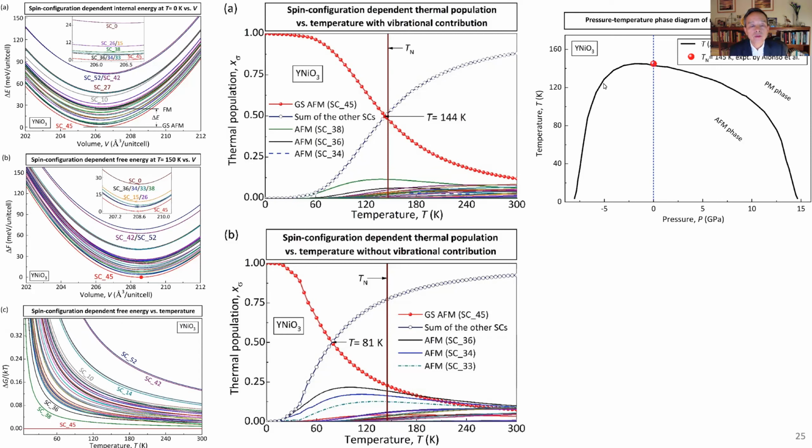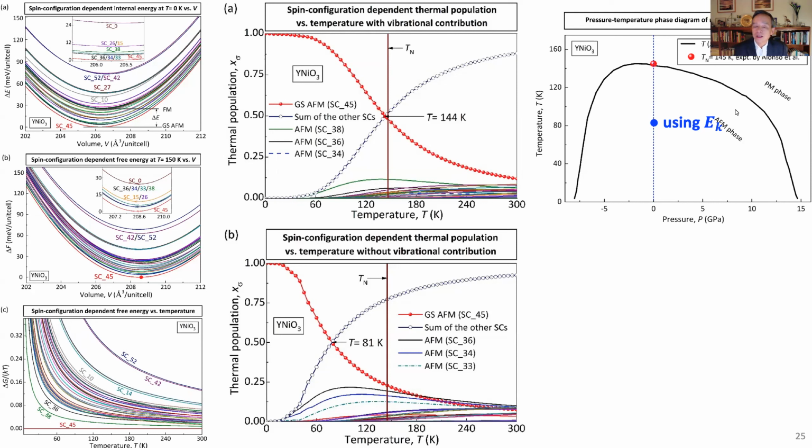The experiments predict 144, the experiment 145. It's very close. Again, as I mentioned, if we use the total energy, it's 81 Kelvin. It's way off from the experiment. That's why people could not predict the transition using density functional theory alone.